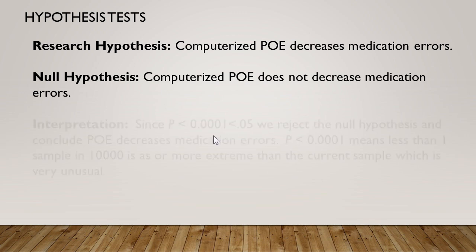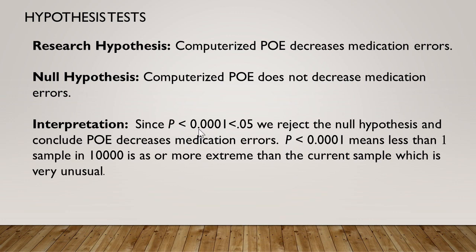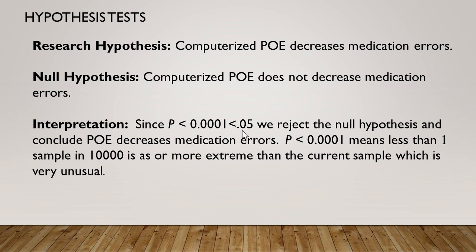So how are we going to interpret this? Well, the p-value that they gave us for the first portion of the study was 0.0001, which is significantly less than 0.05. Remember that 0.05 here is your cutoff for something that's statistically significant. So we're going to reject the null hypothesis because p is less than 0.05. So we're rejecting that POE does not decrease medication errors. And we're going to conclude the research hypothesis, which is POE does decrease medication errors. Okay, so we conclude POE decreases medication errors.